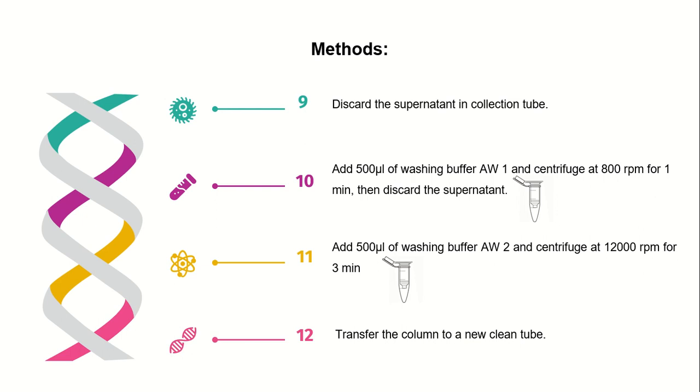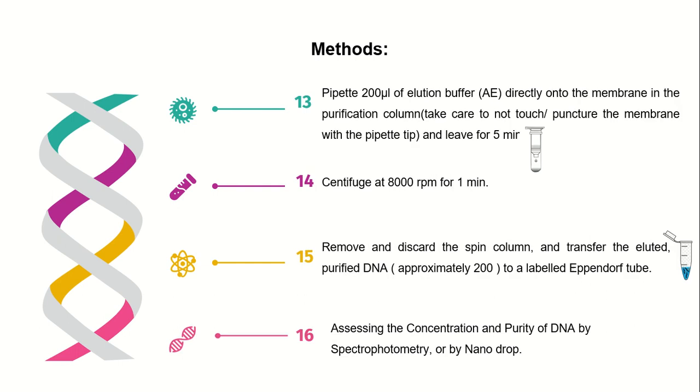Okay, we change the column to a new clean tube. Then pipette 200 microliters of elution buffer AE directly onto the purification column. The elution buffer will release the DNA from the silica. Then centrifuge at 8000 rounds per minute for 1 minute.